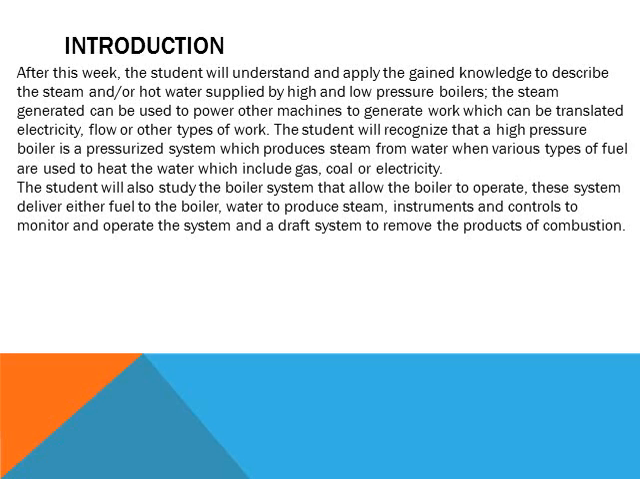The student will recognize that a high pressure boiler is just a pressurized system which produces steam from water when various types of fuel are used to heat the water, which include gas, coal, or electricity. The student will also study the boiler systems that allow the boiler to operate. These systems deliver either fuel to the boiler, water to produce steam, instruments and controls to monitor and operate the system, and a draft system to remove the products of combustion.